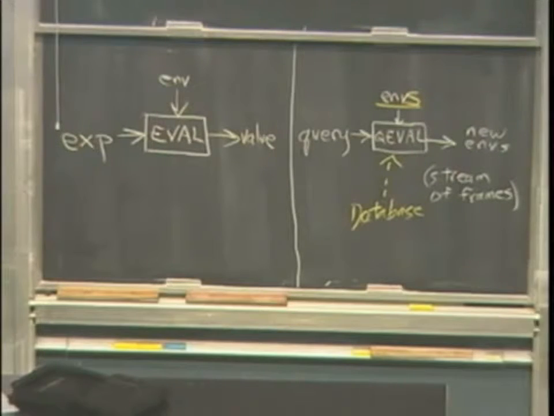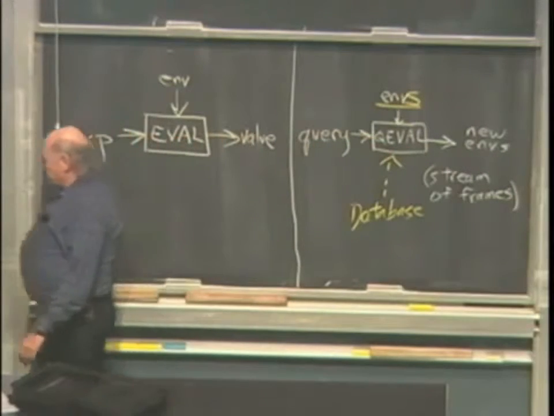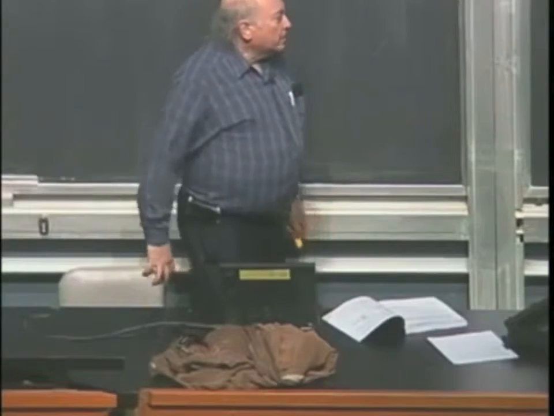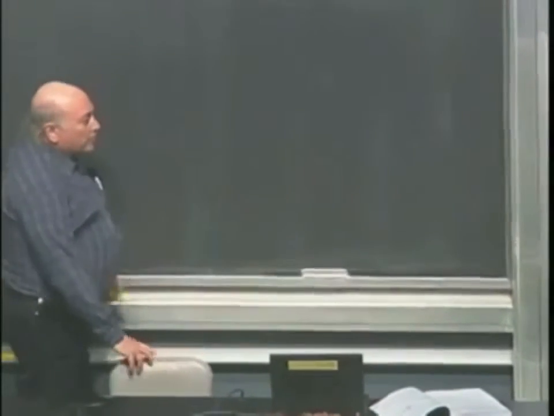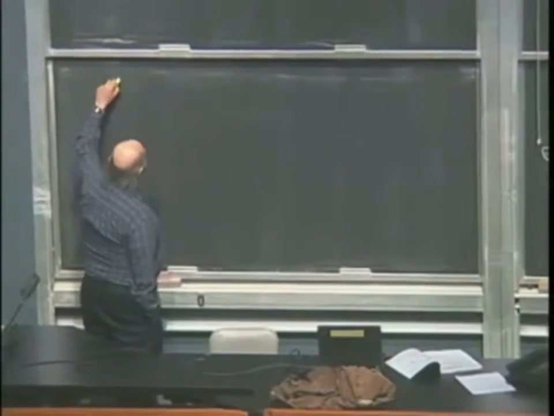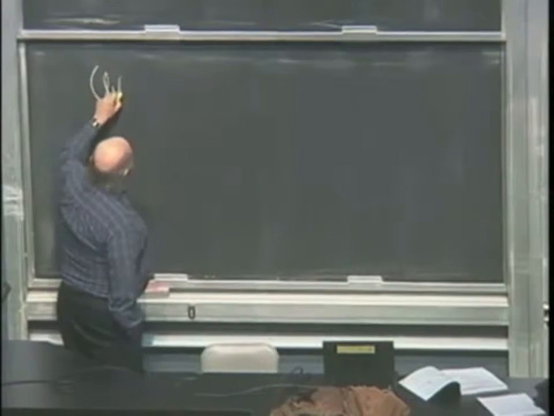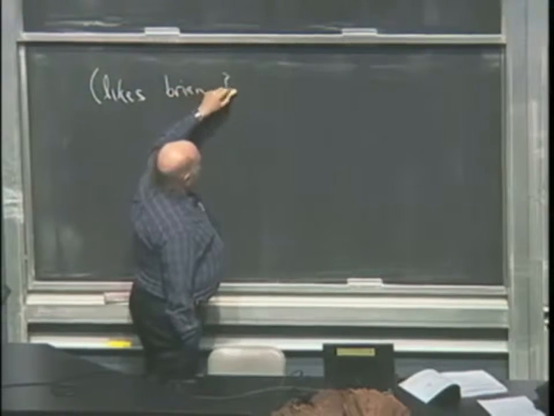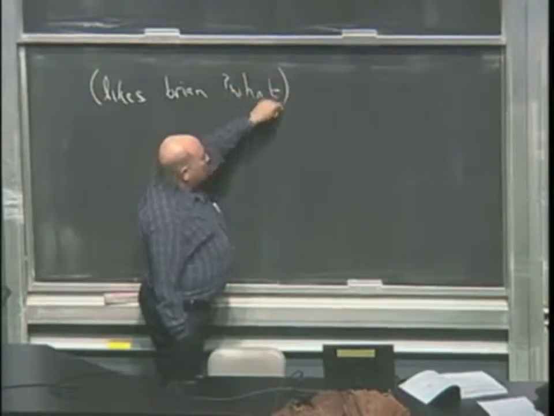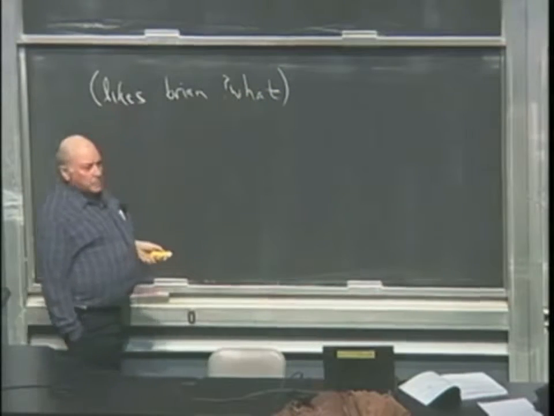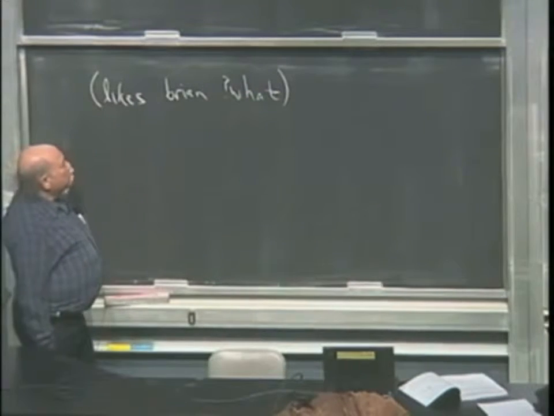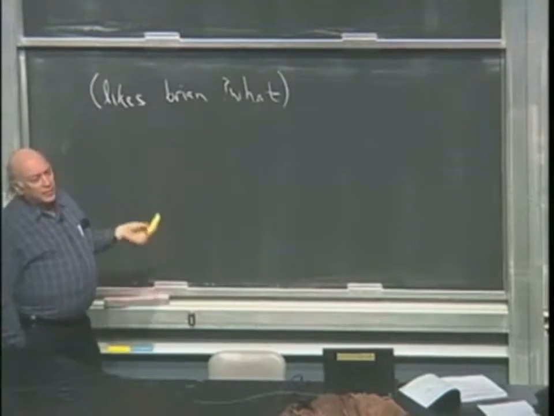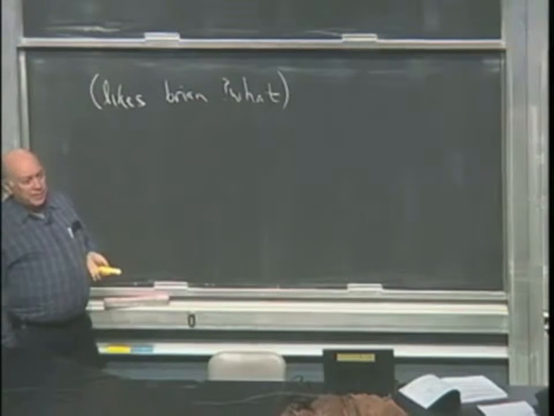Now let me talk next about how a query is matched against things in the database. So we have our query, like: likes Brian ?what. Okay? And let's say we don't have any bindings, so we don't know what ?what is. We're going to match this against every assertion in the database.